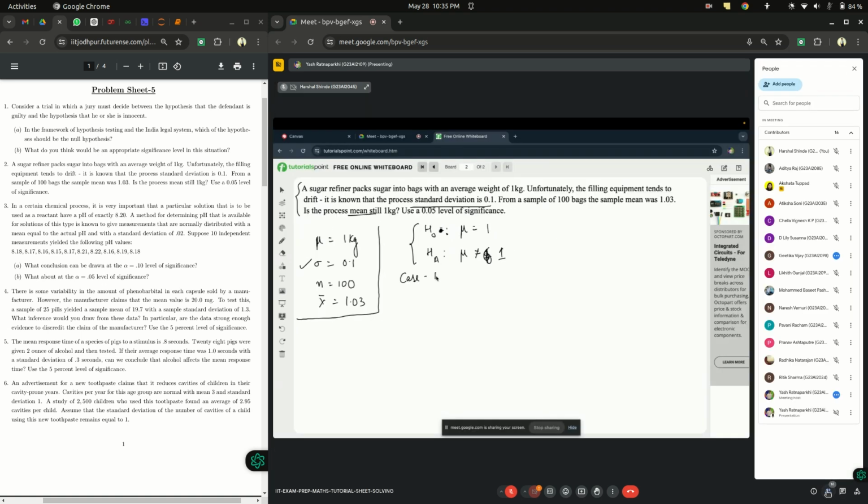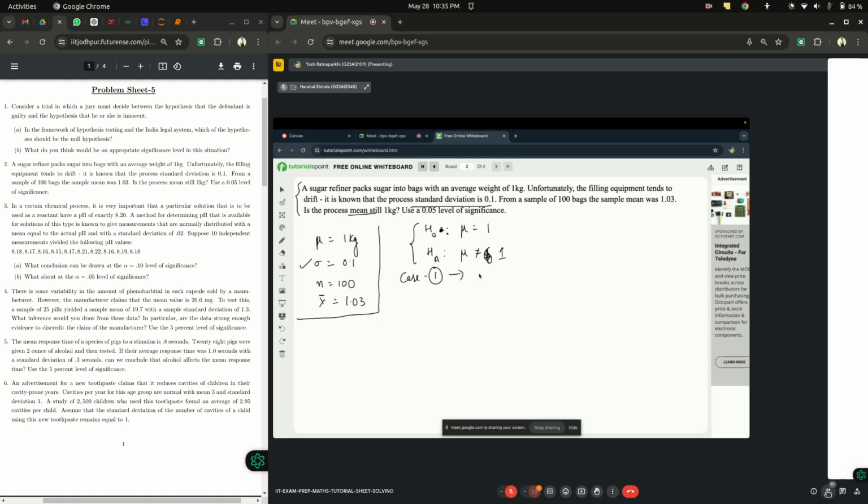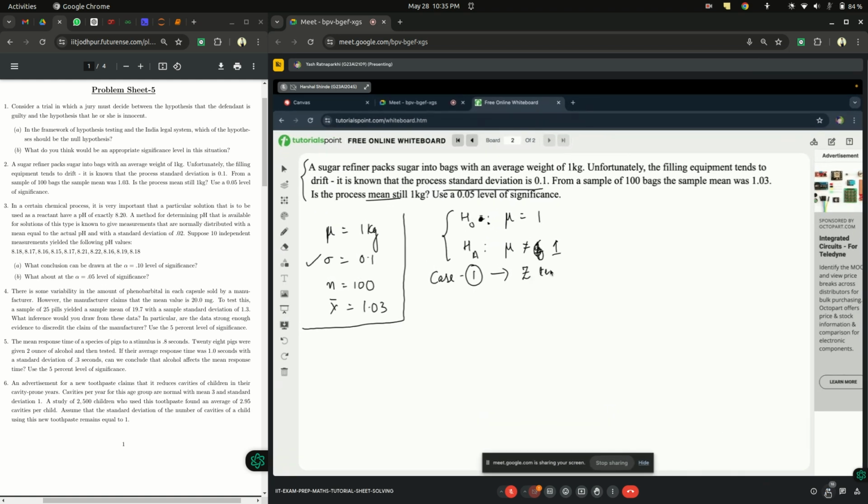And in case 1, what do we follow? Two tail. Yes, I was asking which test out of Z, T, chi-square we follow. We follow the Z test. And since our mu is not equal to 1, it can be greater than 1 and it can be less than 1. So my case will be a two tail analysis. Okay, we got this all.